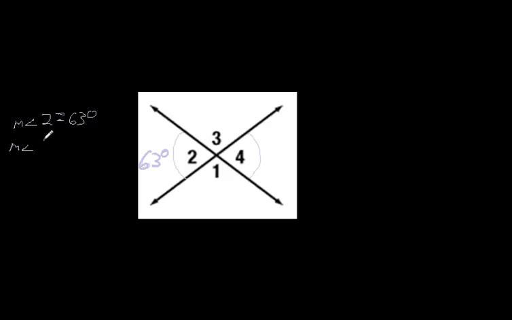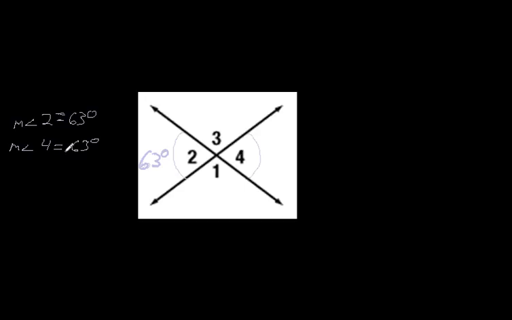The measure of angle 4, since it's congruent to angle 2, remember when you have intersecting lines, they form two pairs of vertical angles. In this case 2 and 4 are vertical. If they are vertical, they are congruent. Congruent means they're the same size and shape. So therefore, if the measure of angle 2 is 63 degrees, the measure of angle 4 will also be 63 degrees.